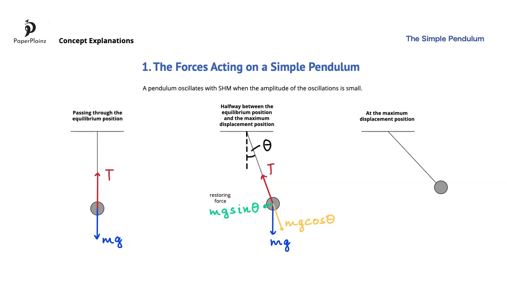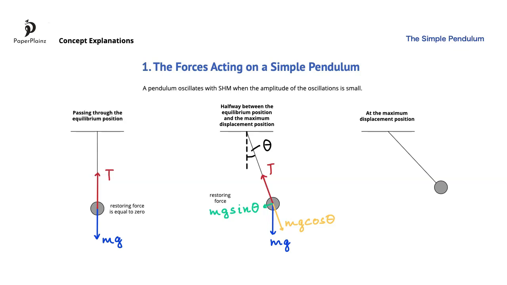Recall that the magnitude of the restoring force is proportional to the displacement from the equilibrium position. Going back to the first diagram for a moment, we can see that here the displacement is 0, which means that the restoring force is also 0, which is also confirmed by the fact that here only vertical forces act on the pendulum bob. By now, you can probably guess how the forces will look like on the final diagram. Let's go ahead and draw these together.